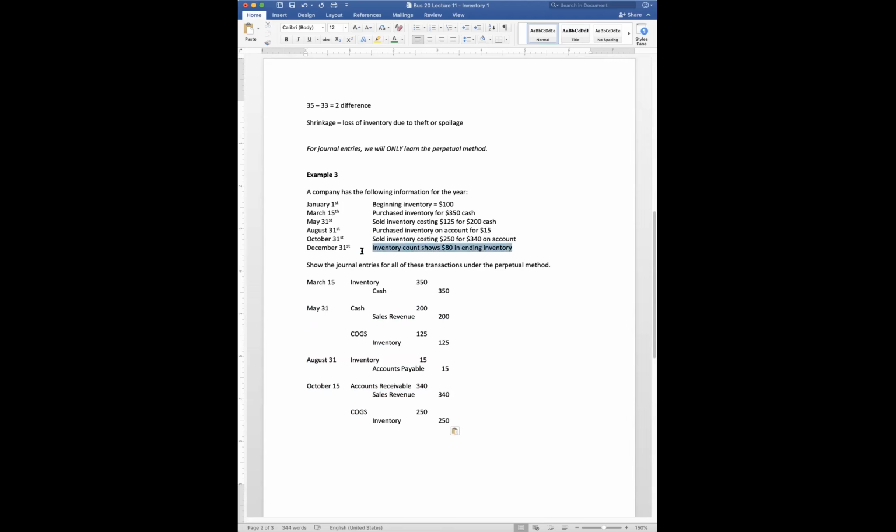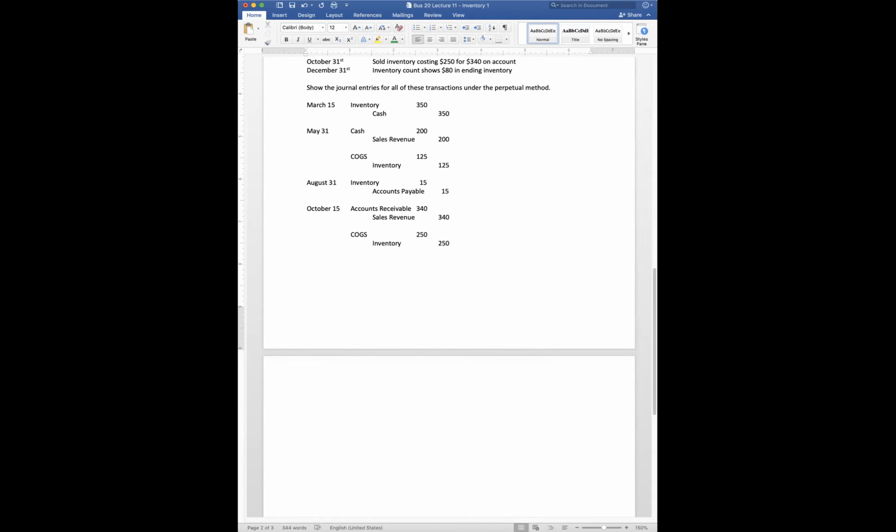All right, last thing here on December 31st. The inventory count shows $80 in ending inventory. Is that the right amount? I don't know. But this is the perpetual method, so we've been keeping track of our inventory. All we have to do is go look at the inventory T account.